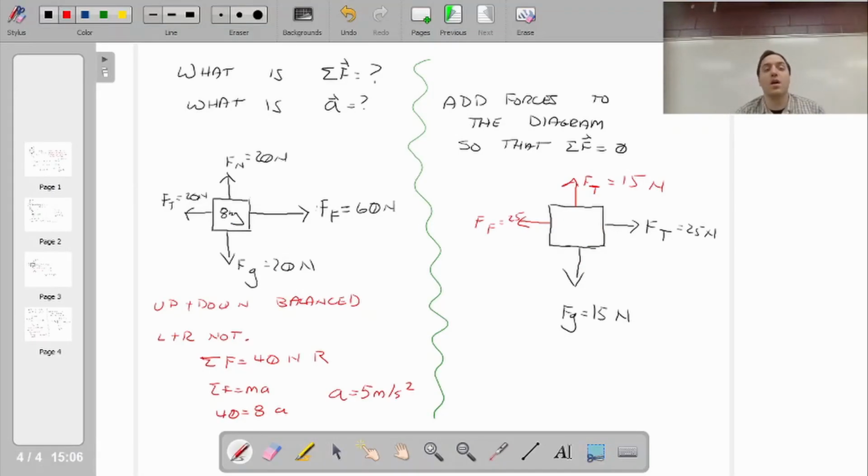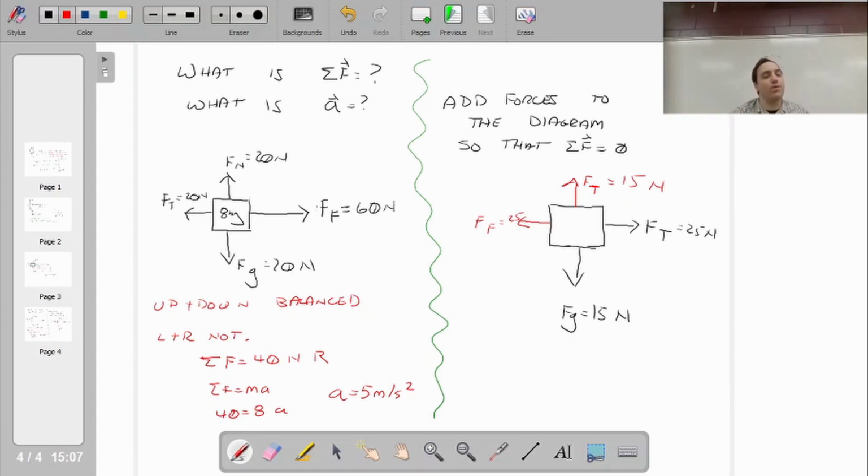Okay, let's take a look at this. On the left one, I calculated the net force. The up-down forces were already balanced, so I didn't need to worry about them. But left and right, I had a 60 on one side, 20 on the other, which means the frictional force in this case is winning or overcoming the tensional force Ft by 40 newtons. So my net force is 40 newtons to the right. Once I have my net force, I can find my acceleration. Net force equals mass times acceleration. In this case, 40 equals 8 times a, which tells me my a is 5 meters per second.